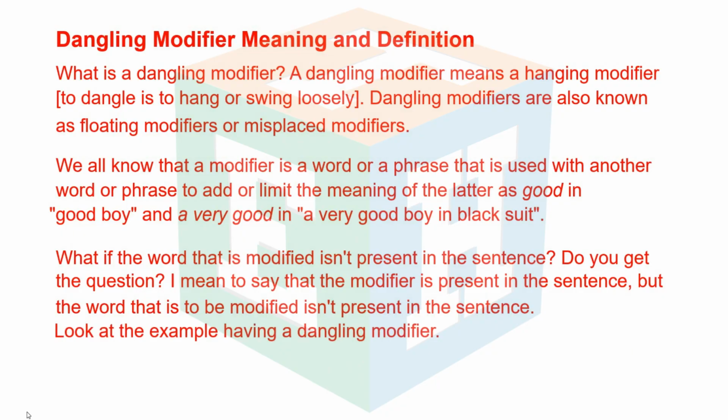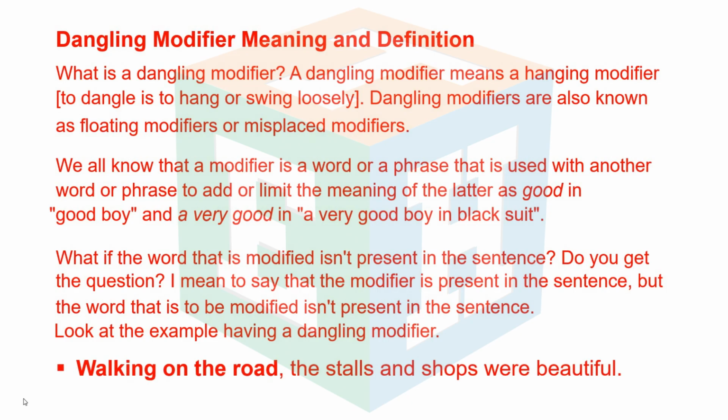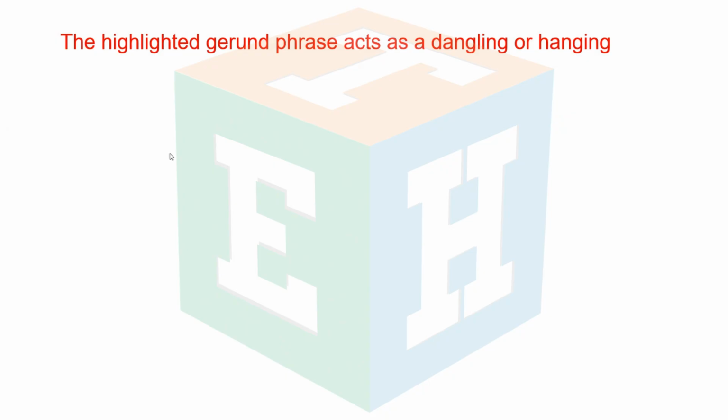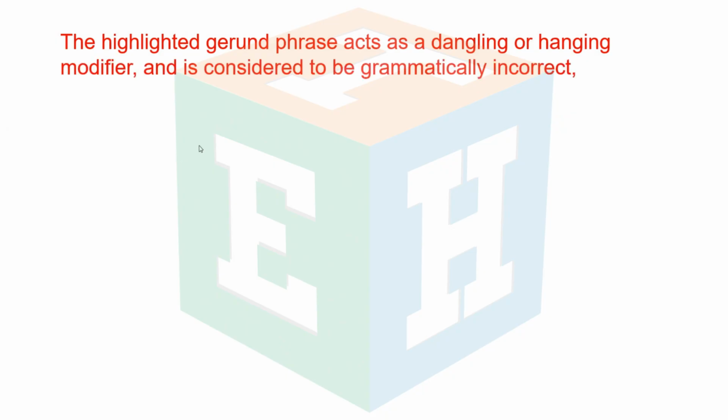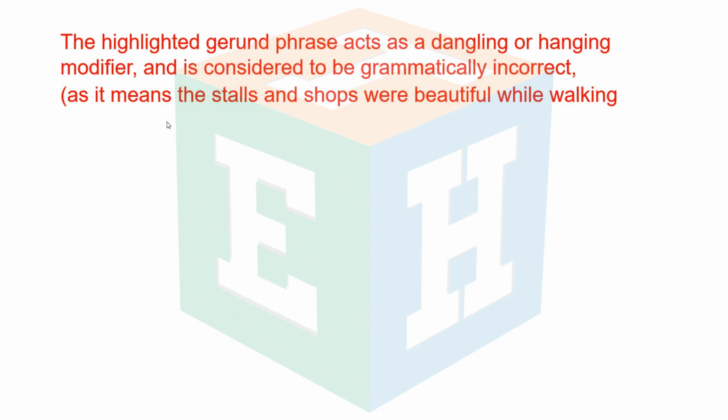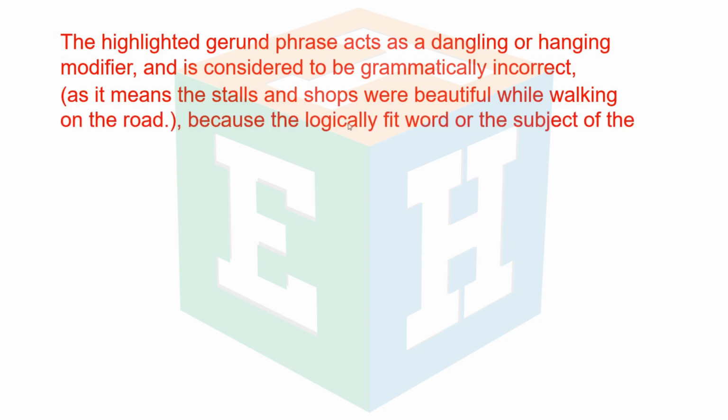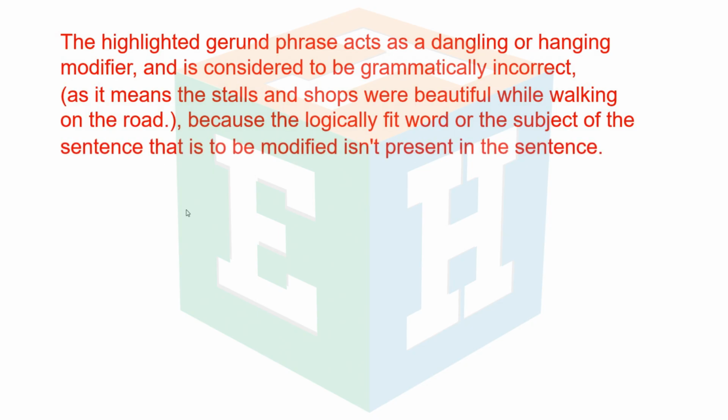Look at the example having a dangling modifier. Walking on the road, the stalls and shops were beautiful. The highlighted gerund phrase acts as a dangling or hanging modifier and is considered to be grammatically incorrect, as it means the stalls and shops were beautiful while walking on the road, because the logically fit word or the subject of the sentence that is to be modified isn't present in the sentence.